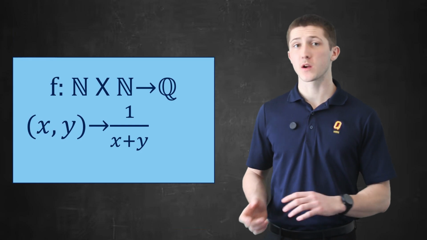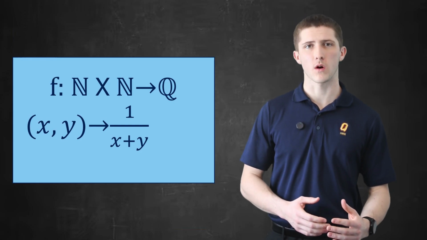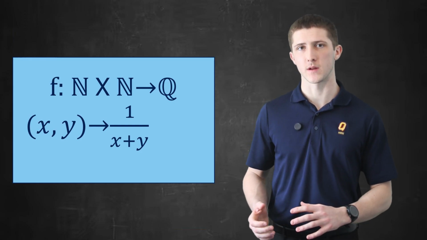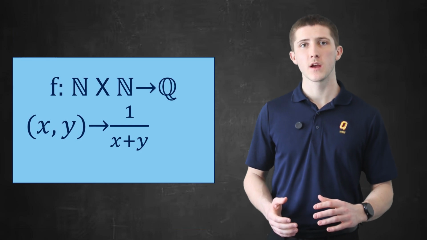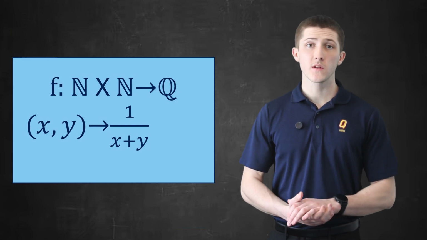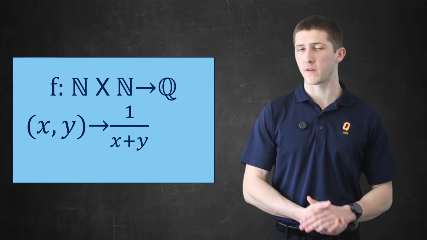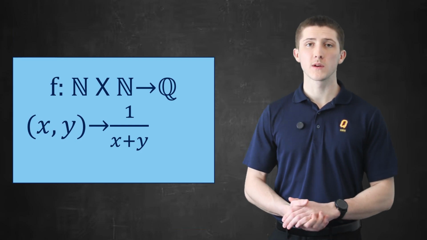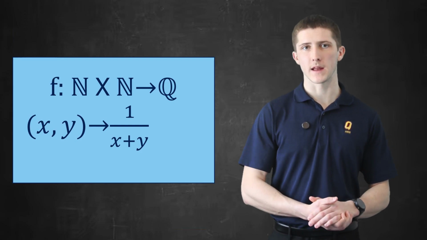We can see that we map the Cartesian product of the natural numbers, or any ordered pair x, y of natural numbers, to the set of rational numbers, through the rule that the output is 1 over the sum of the inputs. This function helps us show a very important property for mappings. It's that the rule must work for every element in the domain.